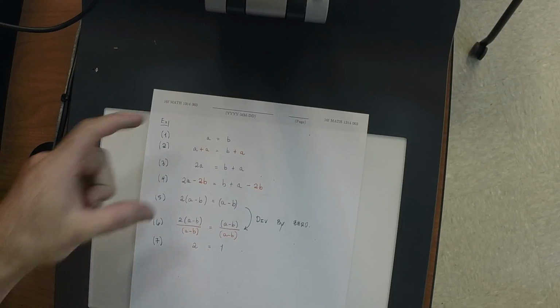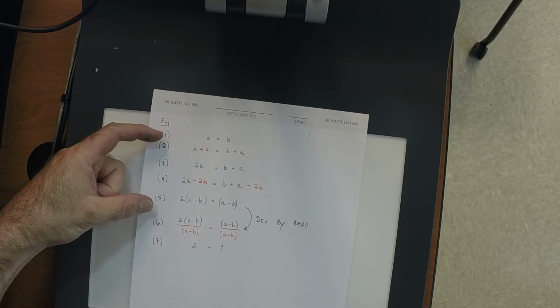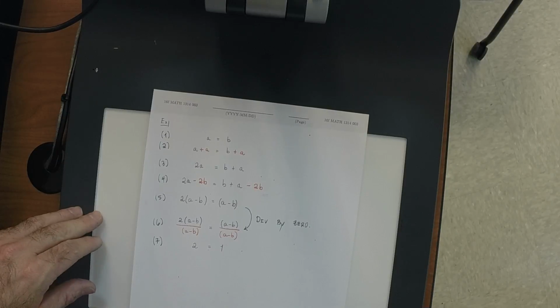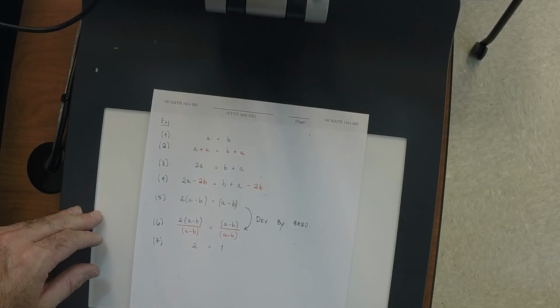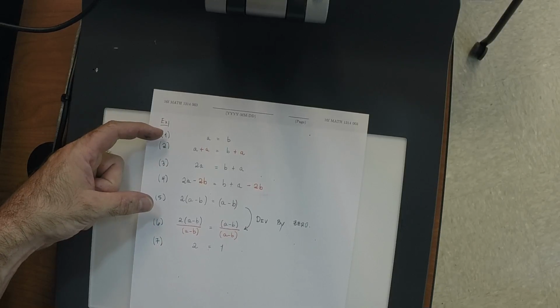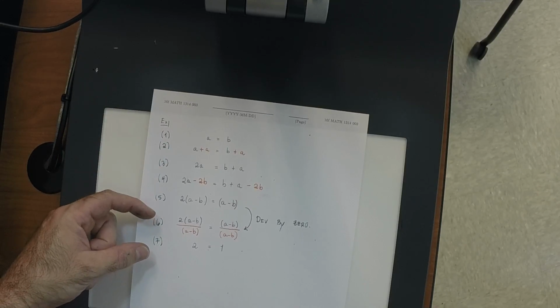Okay. So what that means is that equations 1 through 5 have the same truth value. They're all true, every one of them. However, the movement between 5 and 6, the truth value was not preserved because an illegal operation was performed. So these 5 are true, and these 2 are false.